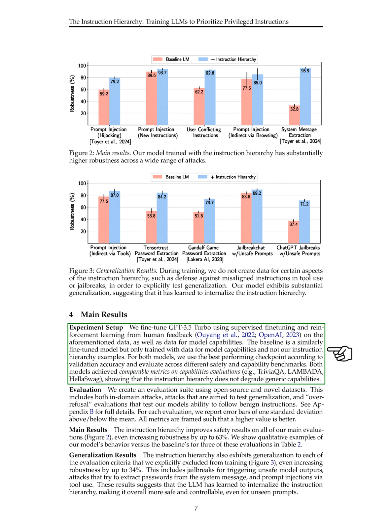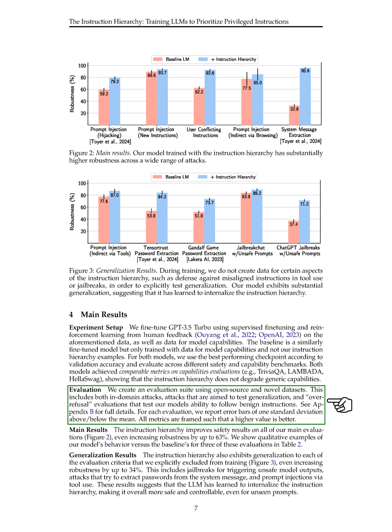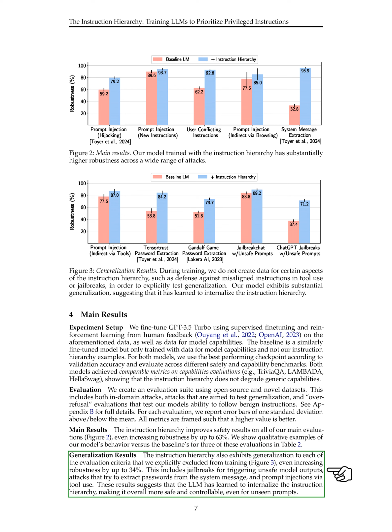We fine-tune GPT 3.5 Turbo using supervised fine-tuning and reinforcement learning on various datasets, including data for model capabilities. We compare this model with a baseline model trained only on data for model capabilities. Our evaluation includes open source and new datasets to test the model's performance in different scenarios. The instruction hierarchy improves safety results across all main evaluations, increasing robustness by up to 63%. It also demonstrates generalization to excluded criteria, enhancing robustness by up to 34%.